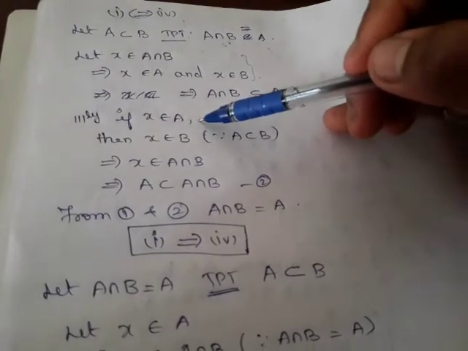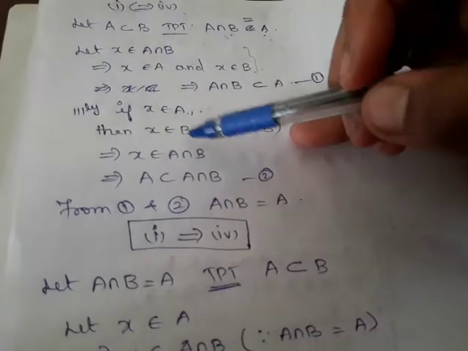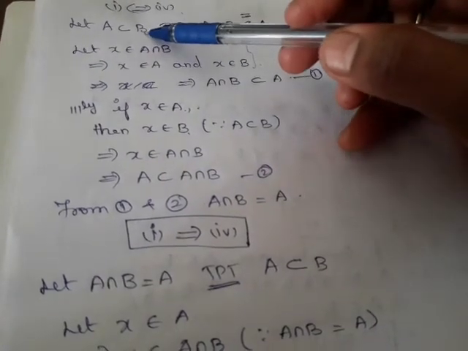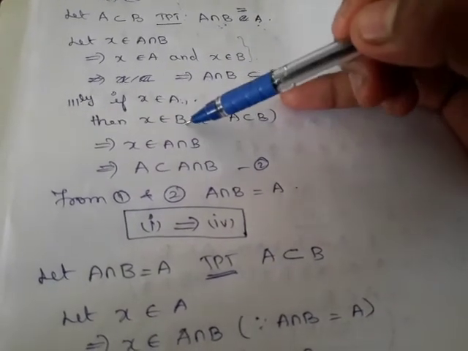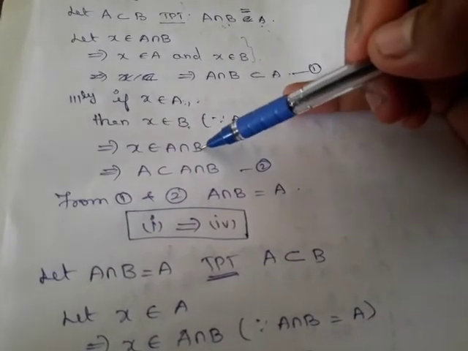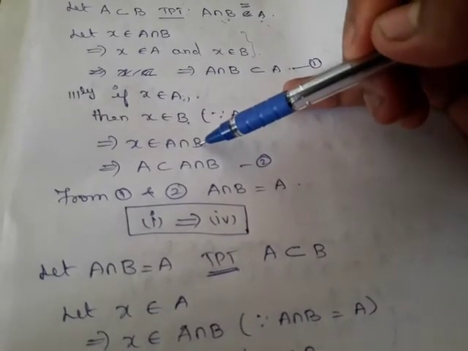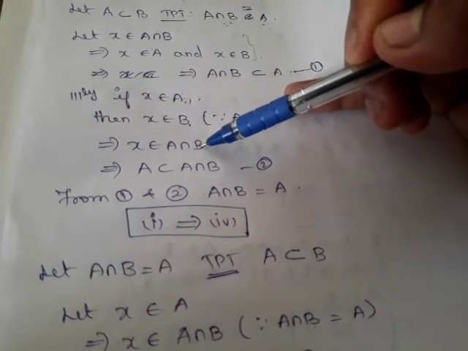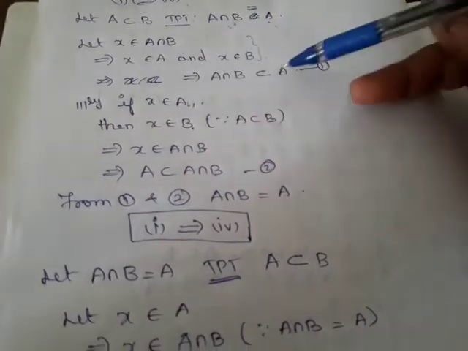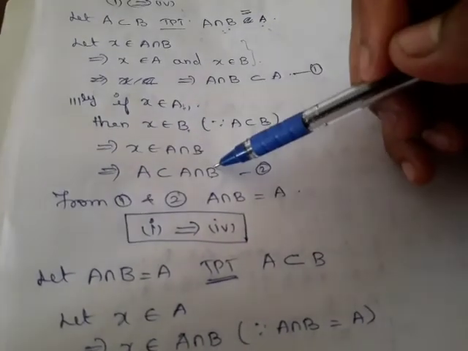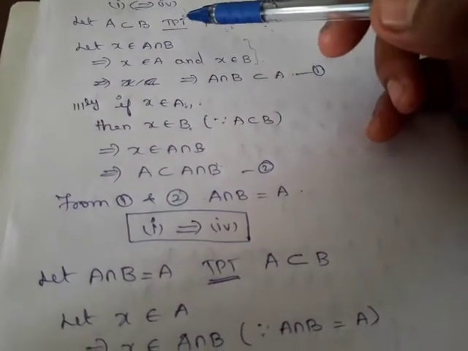Now for the other way, we are going to start with an element in A. If X belongs to A, then X belongs to B. Why? Because it is given in the question that A is a subset of B, right? An element is there in A as well as in B, so automatically it will be there in A intersection B. Now we started with an element in A, and we ended by saying the particular element is there in the intersection as well. Therefore A is a subset of A intersection B. So A intersection B is a subset of A, and A is a subset of A intersection B, therefore both the sets will be equal. So we proved statement 1 implies statement 4.